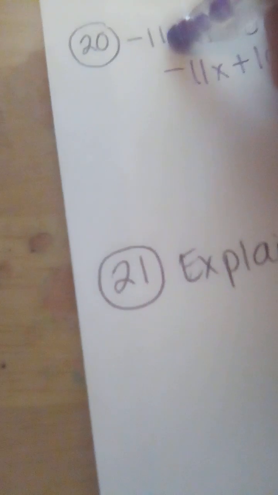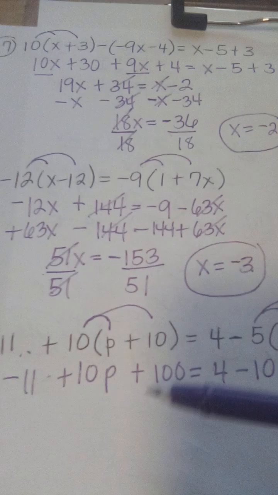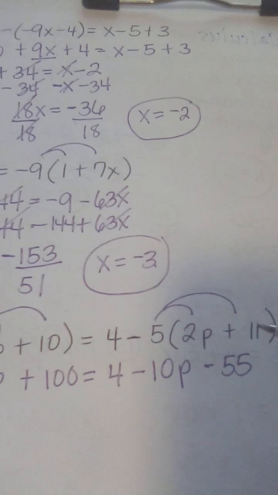My mistake. My apologies. Doesn't seem right, but hold on. That's not 11x. It's supposed to be 11. I'm sorry. Now it looks better. I thought it was 11x. I made an error. I made a boo-boo. Now it looks better. All right. We have 11 plus 10p plus 100 equals 4 minus 10p minus 55.